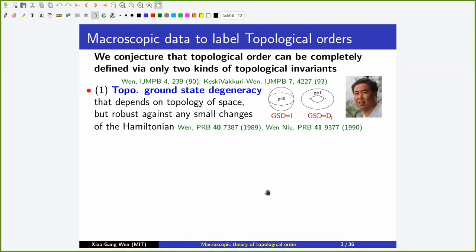From the beginning, we have this idea of using ground state degeneracy to describe topological order. So in a sense, at this level, topological order is described by a sequence of integers. On different manifolds there are different degeneracies, and the sequence of integers is a numerical way to describe a topological order. But certainly, this sequence of integers doesn't have enough information. One needs more data, more information, beyond just the ground state degeneracy.